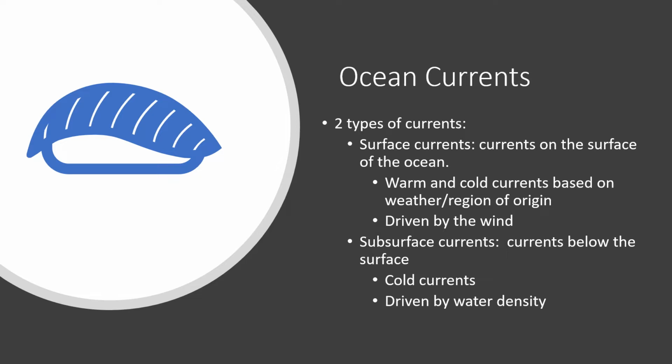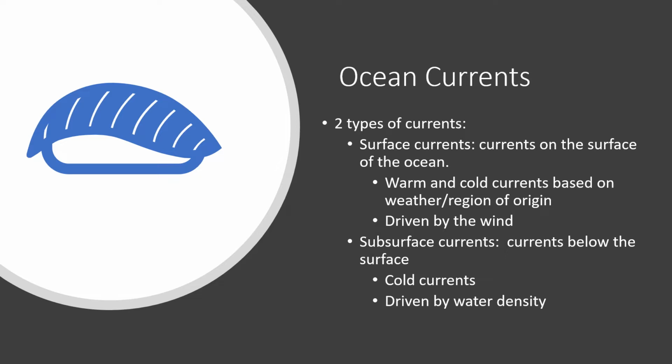And then currents here are typically driven by what's called density. And we've talked about density before. And if you remember, density is the amount of mass in a substance. So in the ocean, there can be water with a lot of salt in it and water with very little salt in it. And water with very little salt is going to have a low density versus water that has a lot of salt in it.